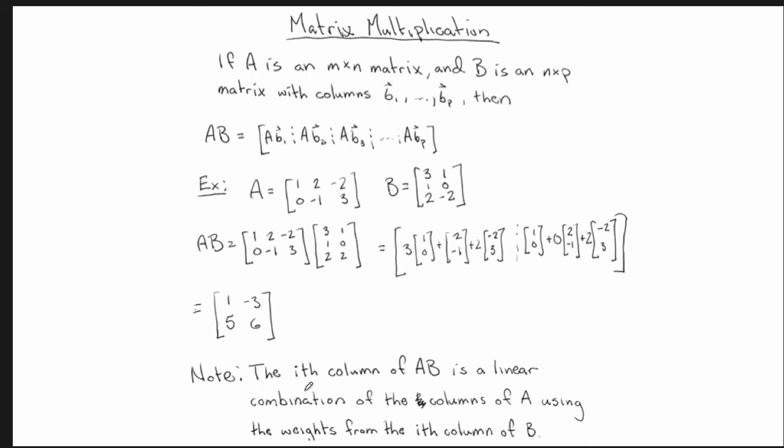And so again, just to note, the ith column of AB is a linear combination of the columns of A using the weights from the ith column of B. So the first column of AB is a linear combination of all the vectors in A using the weights from the first column of B. And then the second column of AB uses the second column of B as weights.